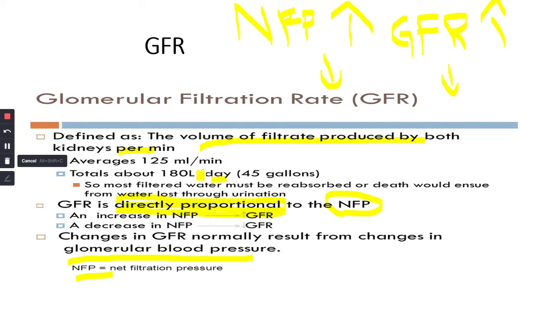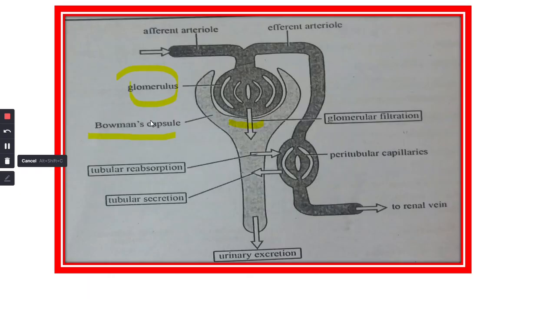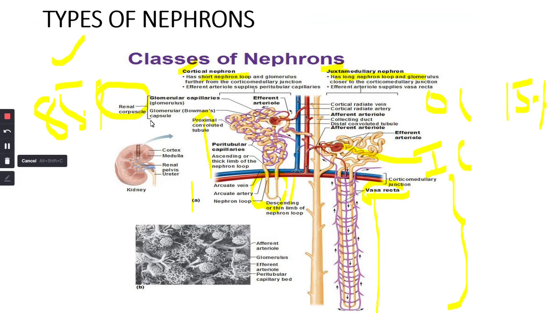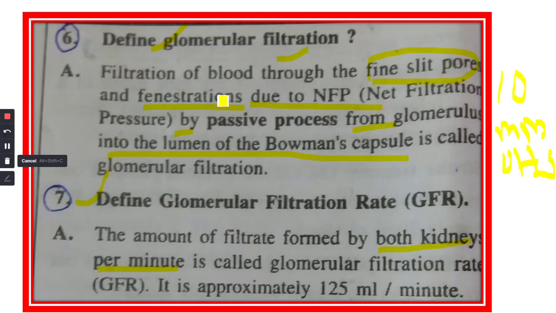Okay, those are the three questions. What did we learn here? The difference between cortical nephrons and juxtamedullary nephrons, and the next one, glomerular filtration rate. These two are very, very important. They were asked in previous papers.